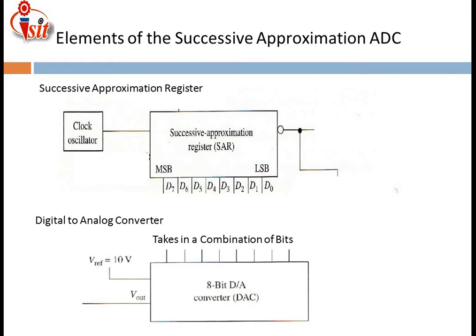the next type of ADC, that is analog to digital converter, is the successive approximation ADC. In that, the successive approximation register plays a very important role. In that register, first of all we apply a clock oscillator to the successive approximation register, and it divides the bits into LSB to MSB.